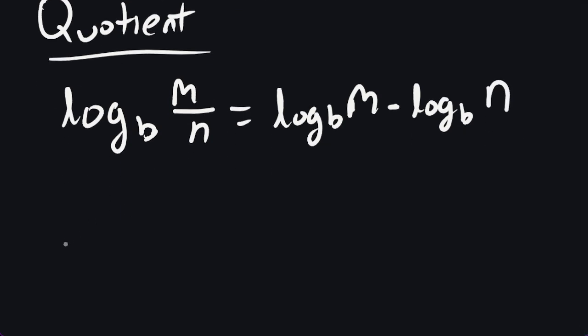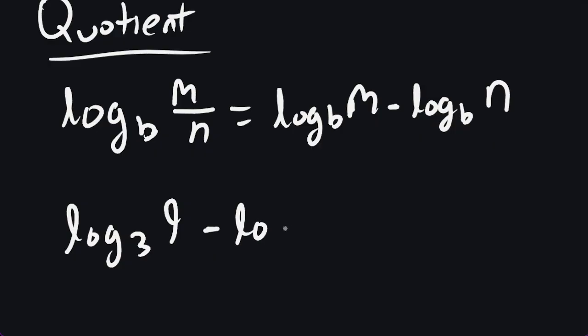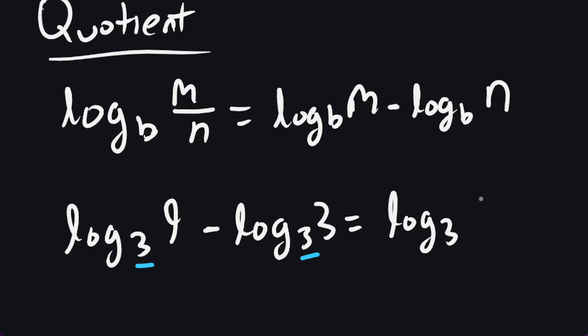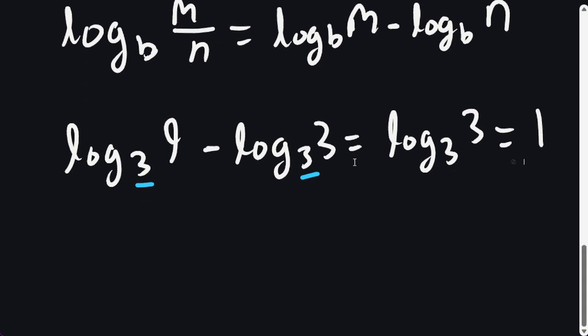So to give a quick example, let's say we had log base 3 of 9 minus log base 3 of 3. To rewrite this using the quotient rule, because they have the same base of 3, we can use the quotient rule. We have log base 3 of 9 divided by 3. And 9 divided by 3 is 3. And then log base 3 of 3 happens to be 1. So that's how you would simplify that.